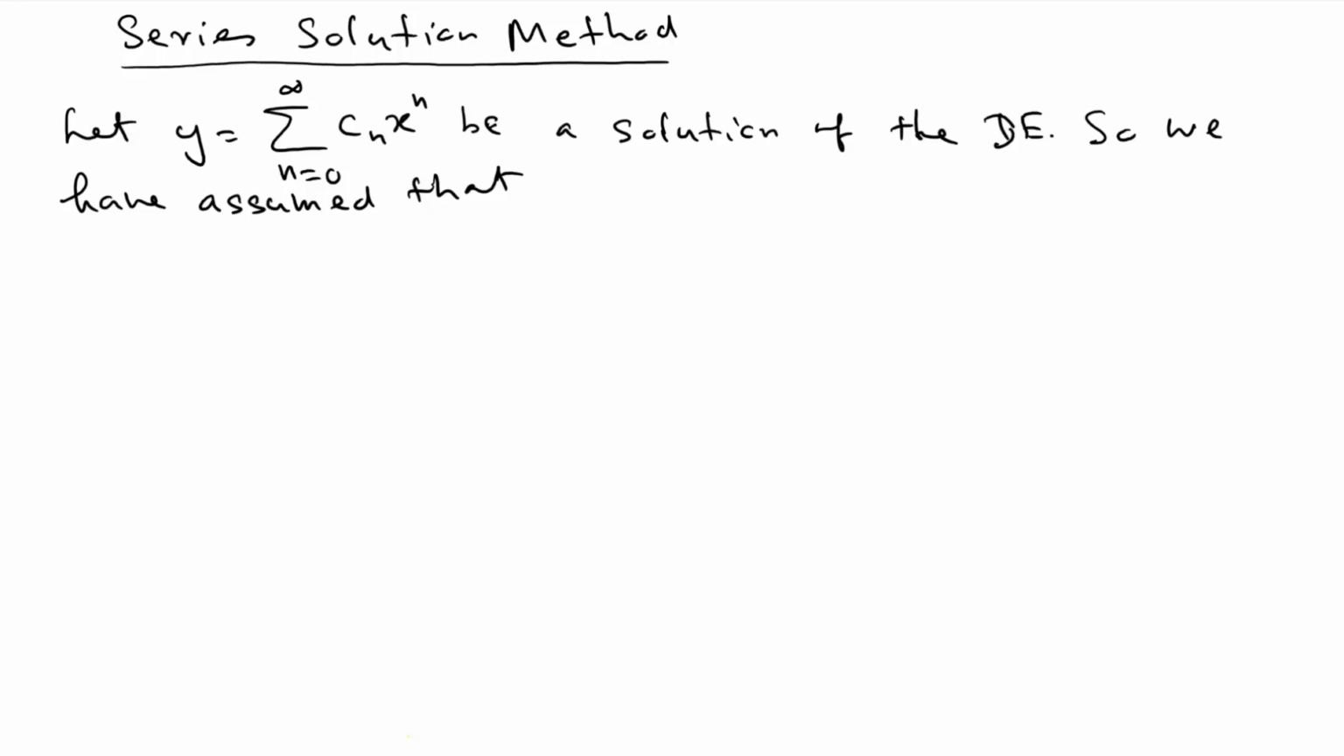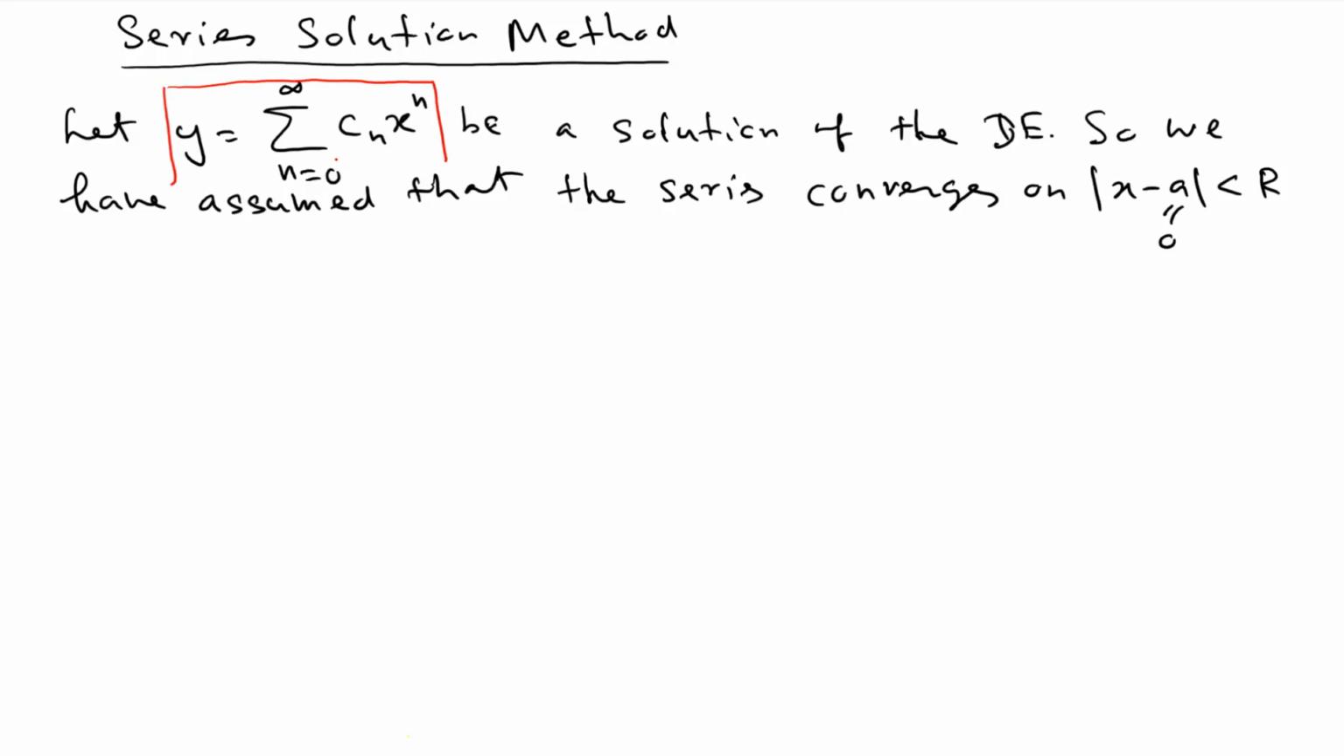We have assumed that the series converges on some interval, on an interval |x − a| less than R. In this case you can see that a is equal to 0 when you write the series solution in this form. That's the form we assume for the moment. So here a equals 0, and then R can be positive or even infinity.